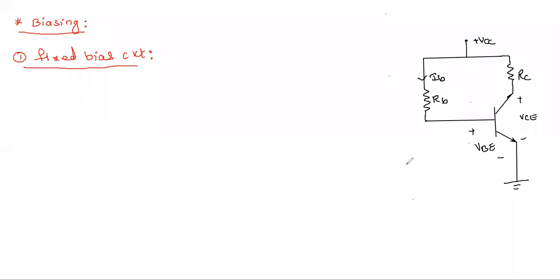Hi friends, today we are going to discuss biasing. The purpose of biasing is to fix the operating point. That can be achieved by making the collector current IC constant. IC is a current which can be changed by changing temperature. If temperature changes, collector current changes. It also changes whenever transistor gain changes, and whenever there is a change in load, collector current also changes.